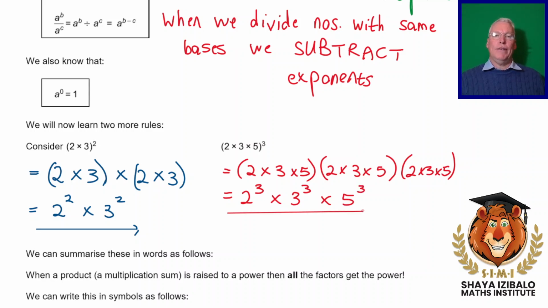Okay, so let's just look at what's happened. When we've got a product and we raise that product to a power, then both of the factors get that power. So in other words, here the 2 gets squared and the 3 gets squared. Doesn't matter how many terms there are in our product. Here we've got 2 and 3 and 5 multiplying together, and we're cubing the answer. The 2 gets cubed, the 3 gets cubed, and the 5 gets cubed.